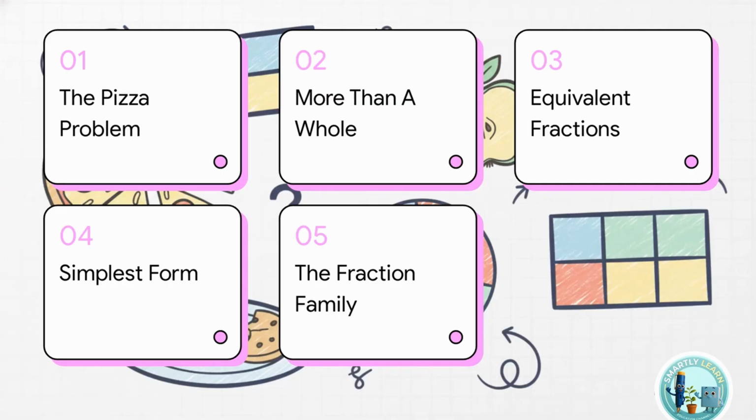Okay, so here's our game plan for today. First, we're gonna solve that pizza problem. Then we'll see what happens when you have more than one whole thing. After that, we'll uncover the secret identities of fractions, how they can look totally different but be exactly the same. We'll learn why it's best to keep them simple, and finally, we'll meet the whole fraction family. It's gonna be great. Let's do it.